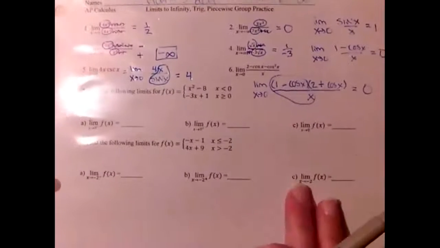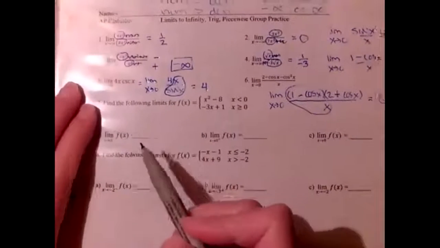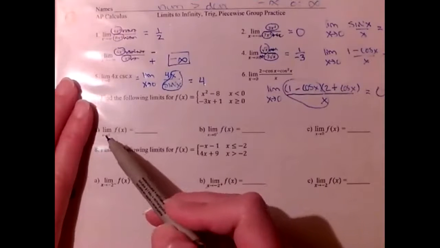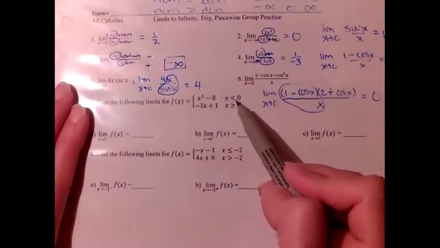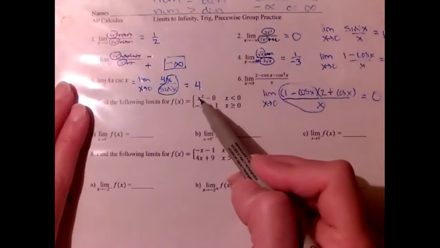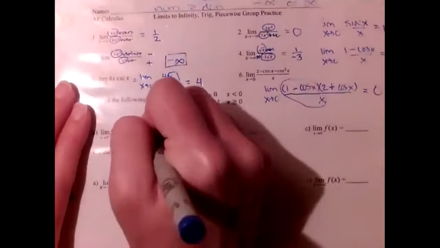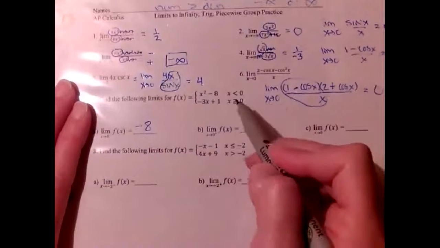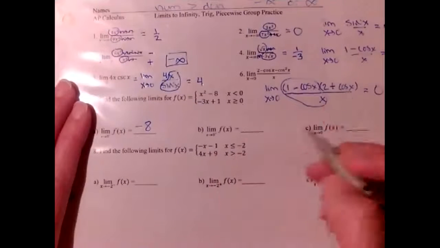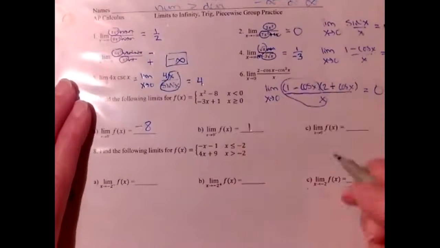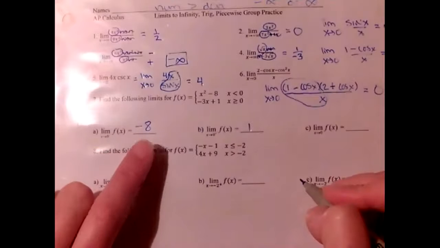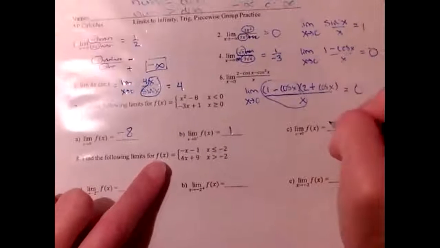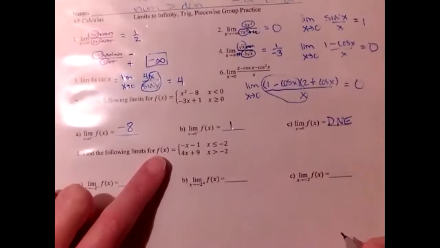And then these last two were piecewise. So this is 0 from the left, from the right, overall. So we're going to plug 0 into the piece of the function that says less than 0. And if I plug 0 in there, I'm going to get -8. 0 from the right, we're going to use this piece of the function. So if I plug 0 in there, I'm going to get 1. And if the left side is -8 and the right side is 1, they do not meet up. And so the overall limit will be does not exist.